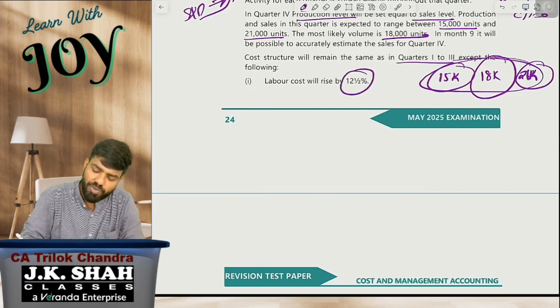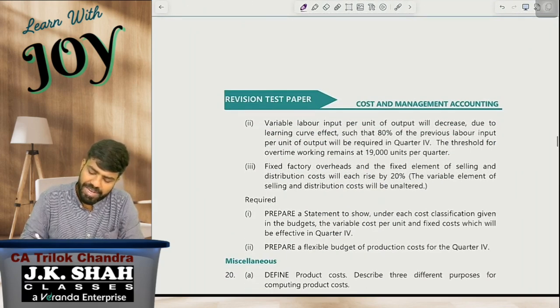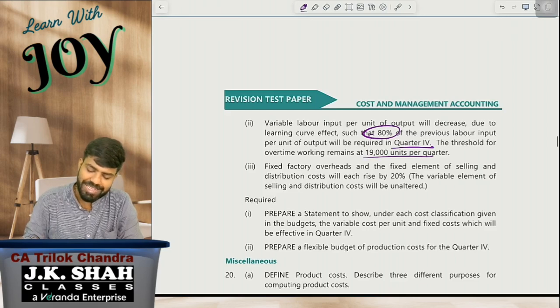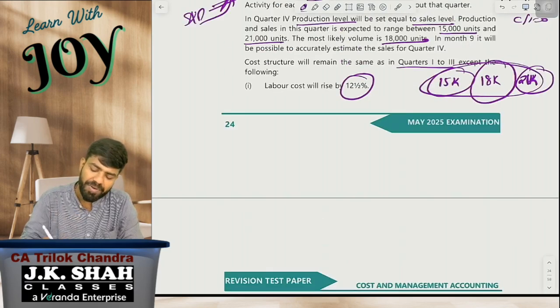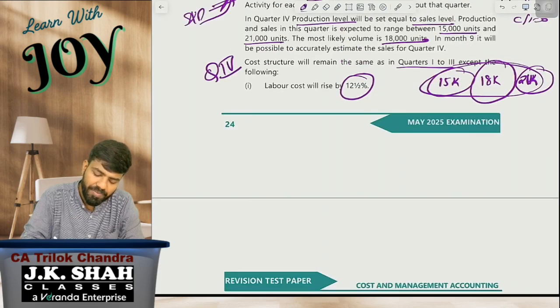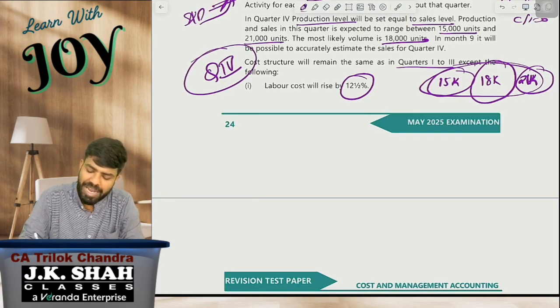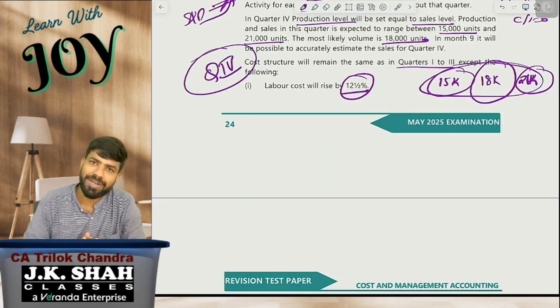Labor cost will rise by 12.5%. Variable labor input per unit of output will decrease due to learning curve effect, such that 80% of the previous labor input per unit of output will be required in quarter 4. Threshold for overtime working remains 19,000 units. So please understand what all the changes are for quarter 4. Number 1, labor cost will rise by 12.5%.